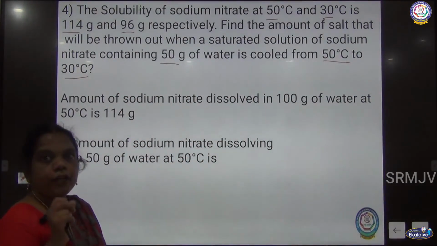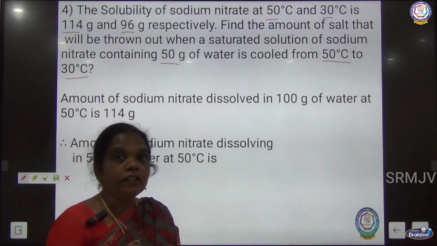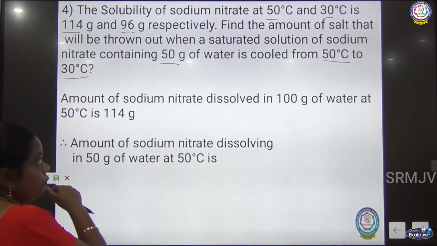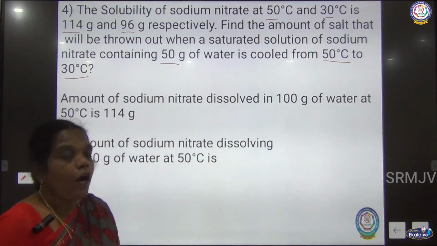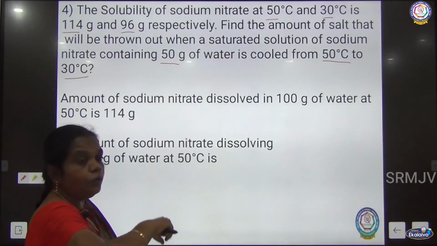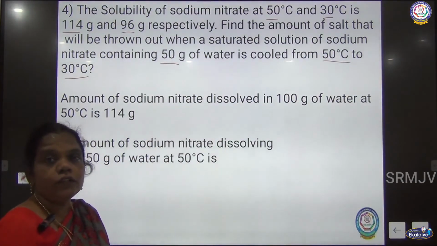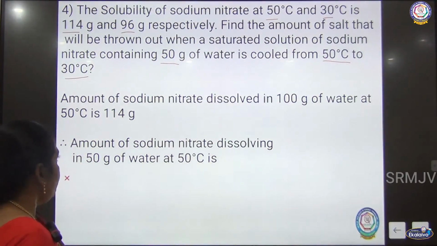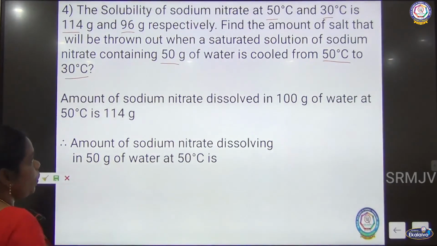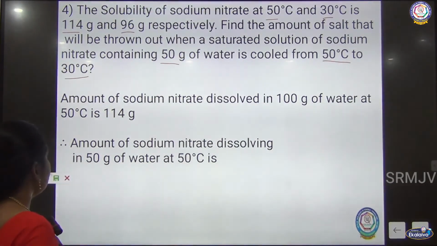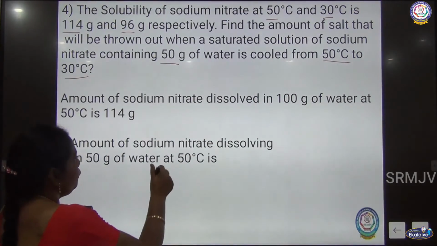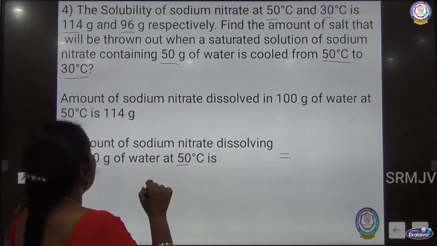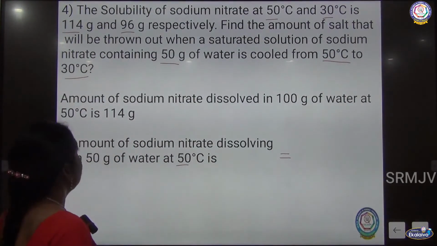So now you have to find two different values here. So one is, now you want to find the amount of solute for 50 gram of solvent, and then how much of solute can be thrown out if you reduce the temperature from 50 to 30. Understand? So now we are going to find first the amount of sodium nitrate dissolving in 50 gram at 50 degrees Celsius. So at 50 degrees Celsius what is given? 114.